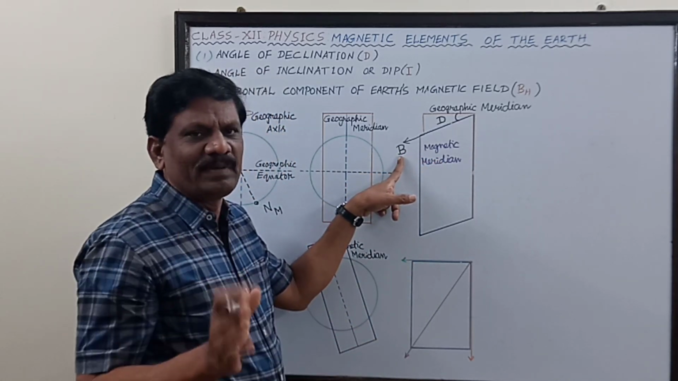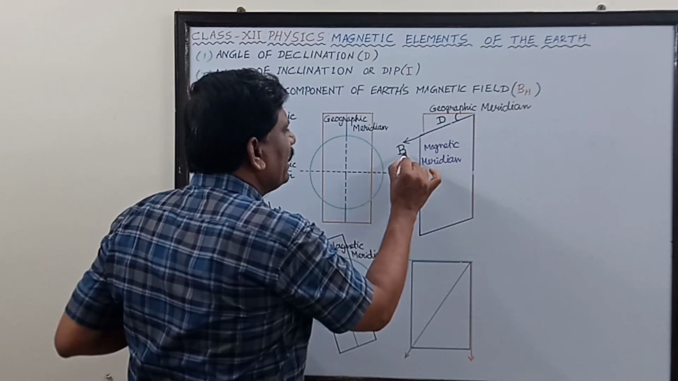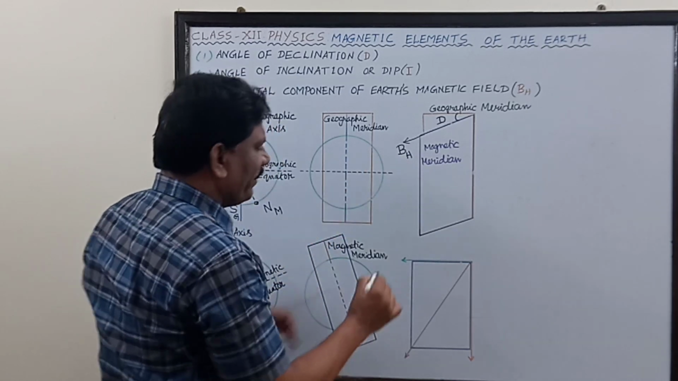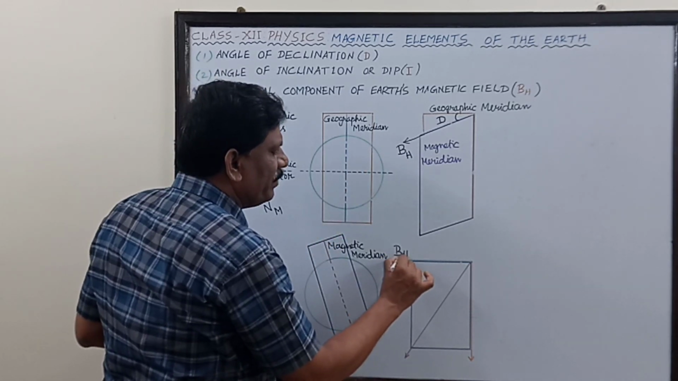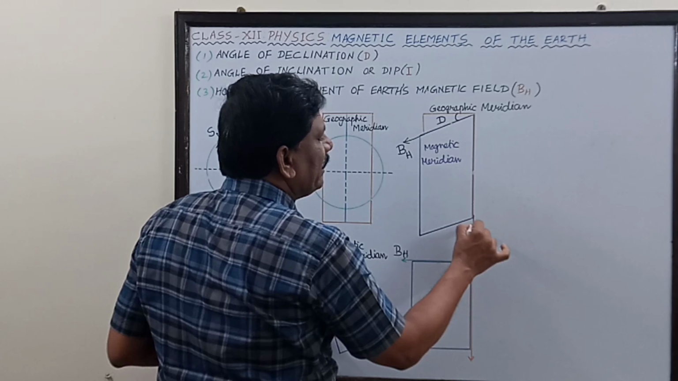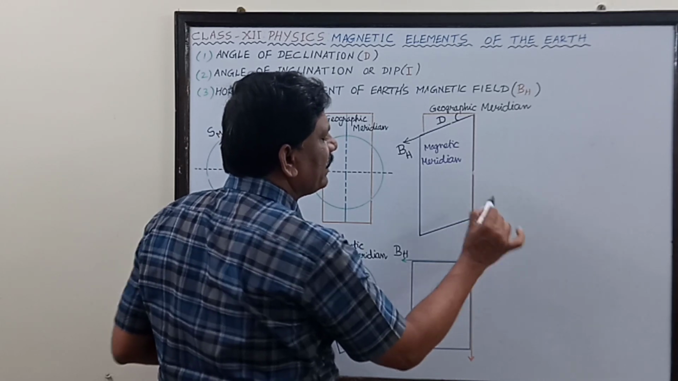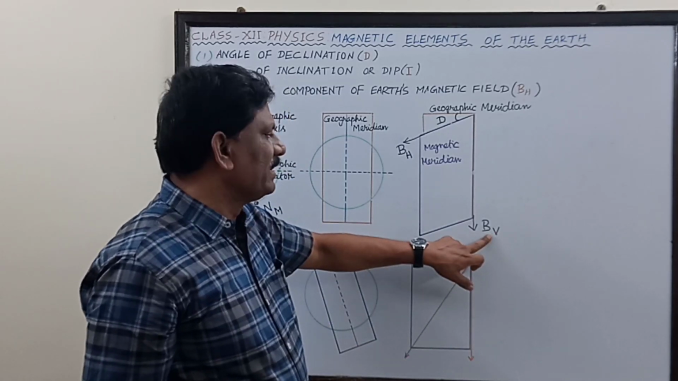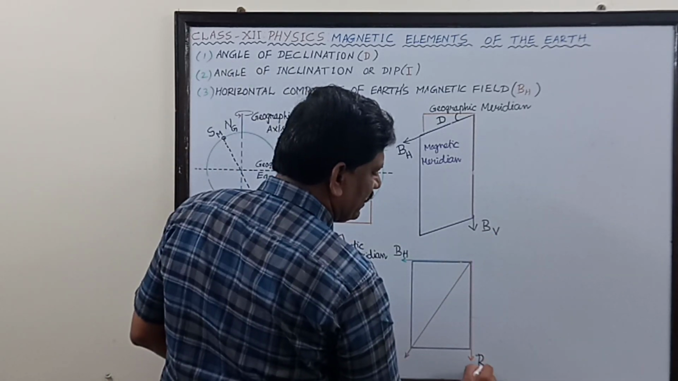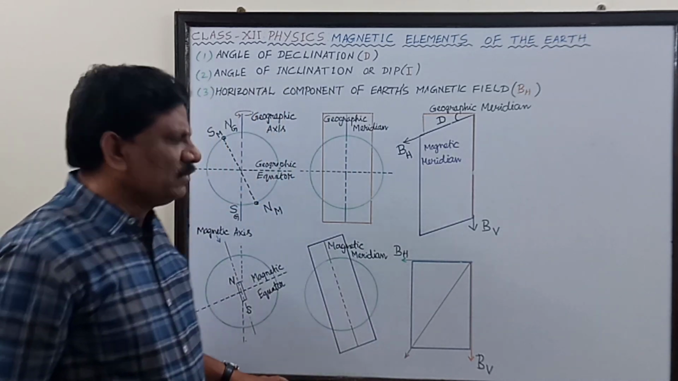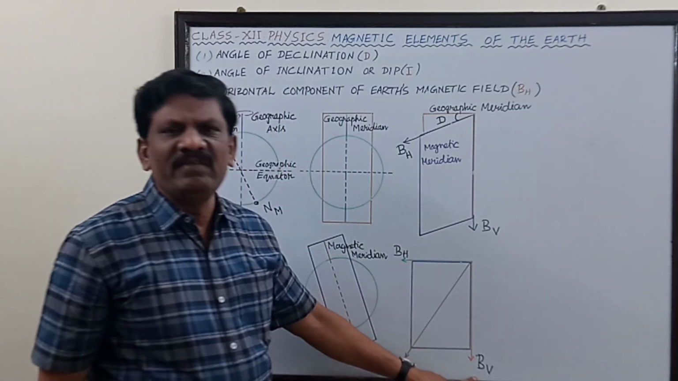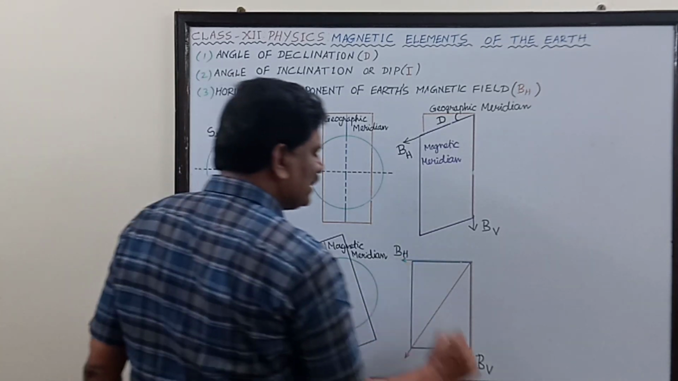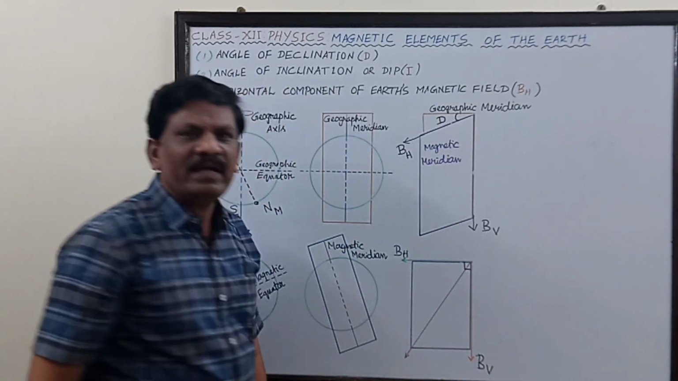Magnetic field generally we represent by the symbol capital B, and BH represents the horizontal component of the Earth's magnetic field. So this is the direction of BH. And this will be the direction of the vertical component of the Earth's magnetic field. Understand? This is the vertical component of the Earth's magnetic field. So here is BV. Now BH is a vector and BV is another vector. These two vectors are perpendicular to each other.